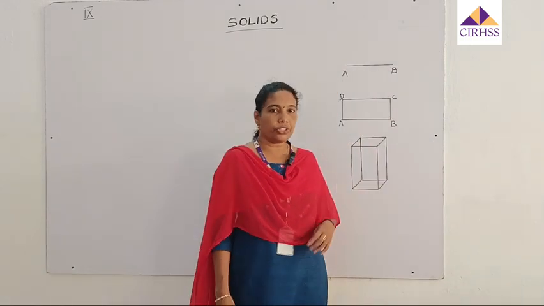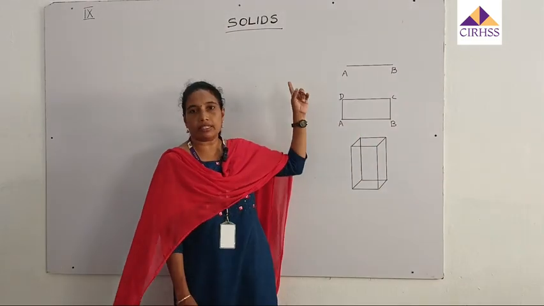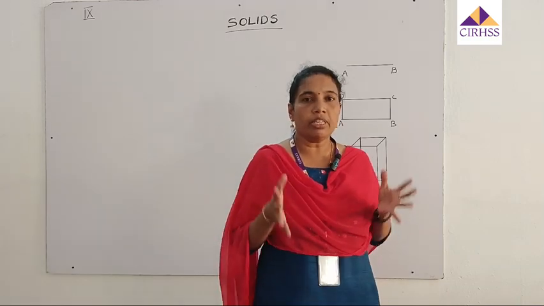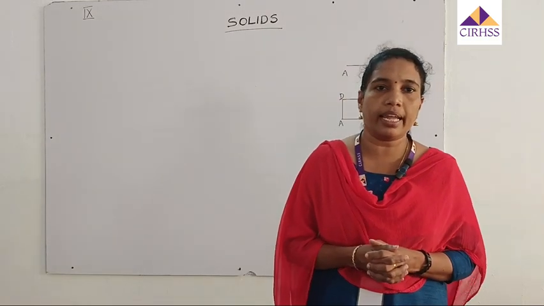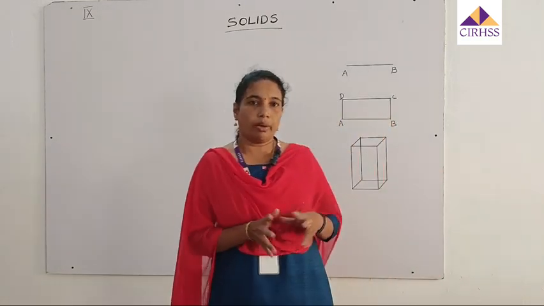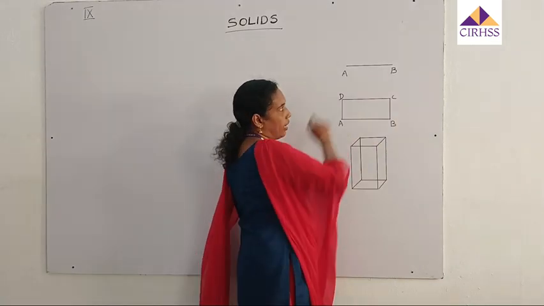Today we are going to study a new chapter, solids. In this chapter we study different types of prisms, their areas and volumes. Okay, before that, first we consider a line.